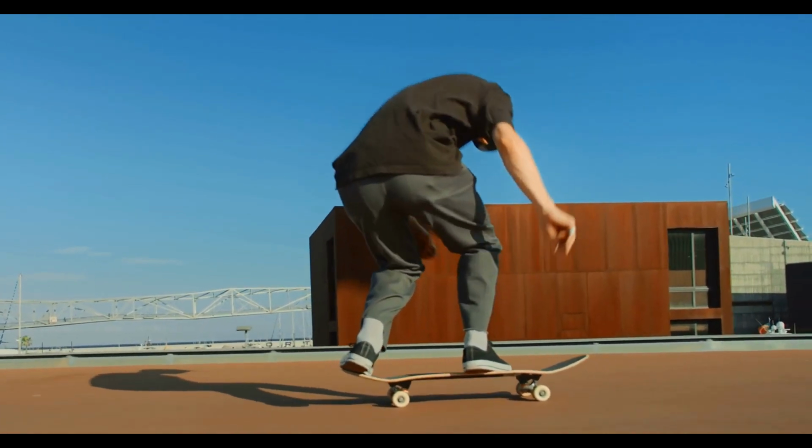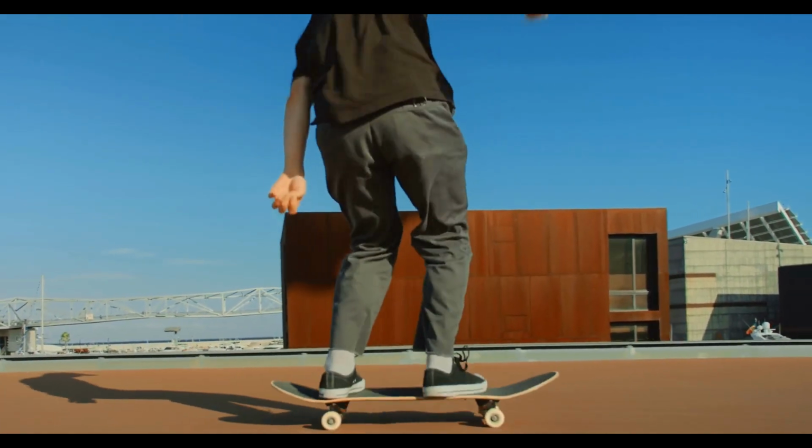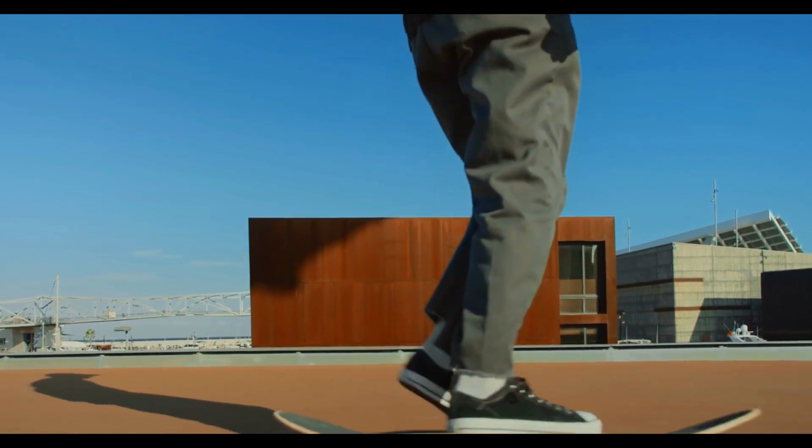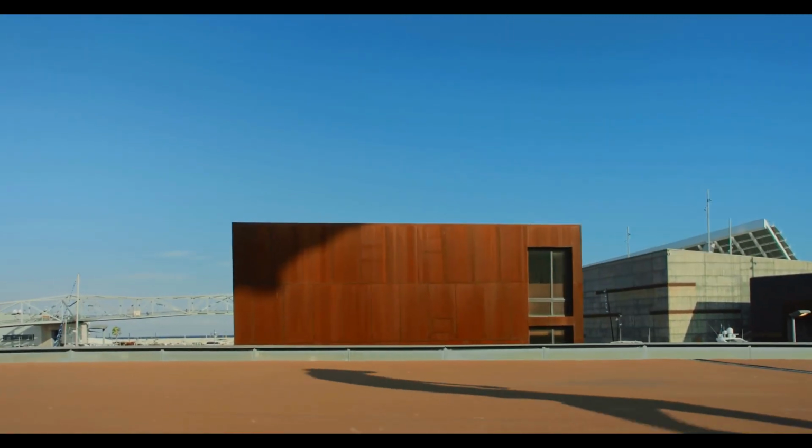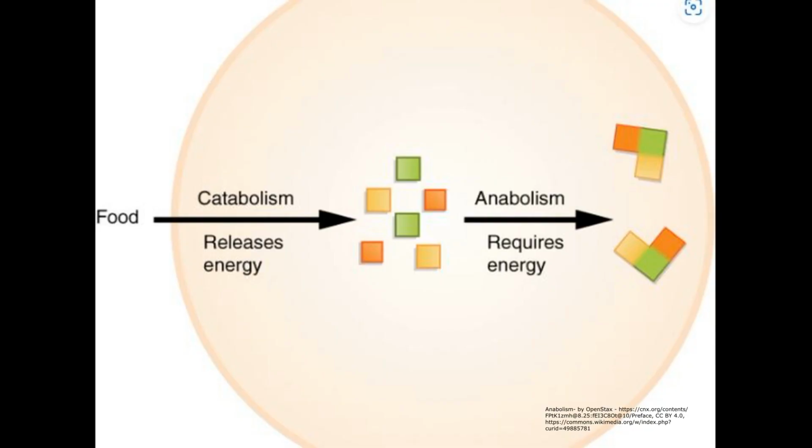Your metabolism is a collection of chemical reactions that occur in your cells to sustain life. Some of these reactions use stored energy to build things up, which we call anabolism, while other reactions break things down, releasing energy that can be stored for future use. And this is called catabolism.